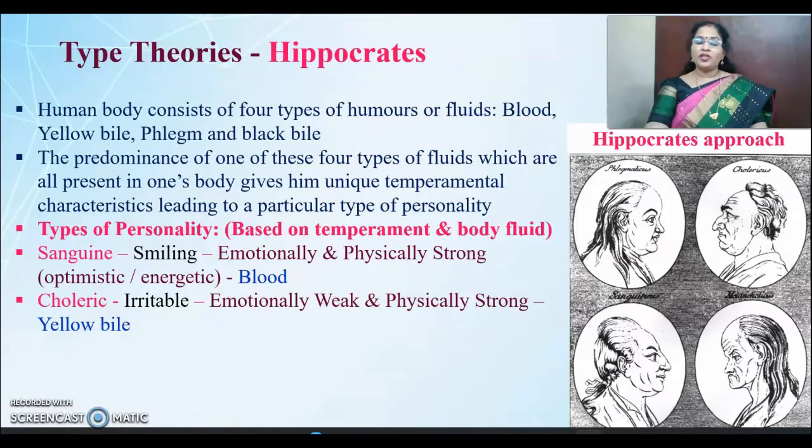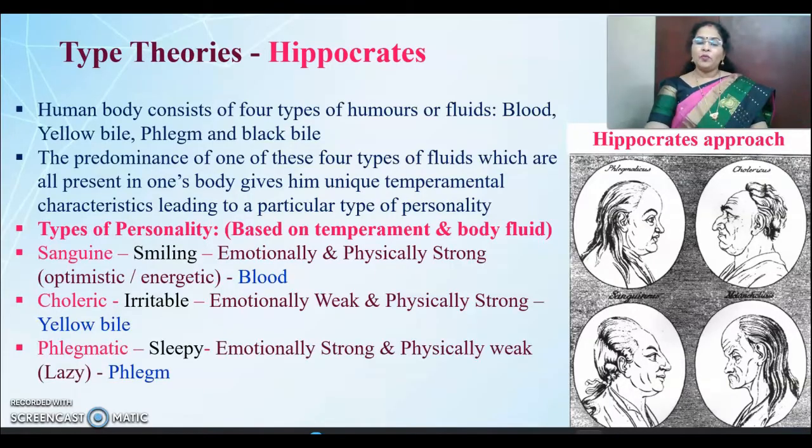And yellow bile secretion is predominant in them. So most of the time they would be emotionally weak and always irritable. Like, they would be always showing their angry face. The next one is phlegmatic.